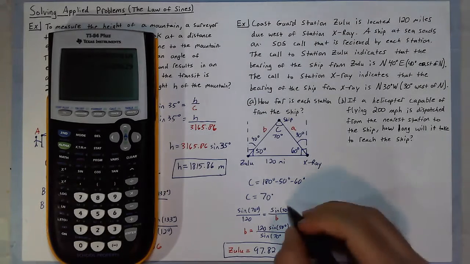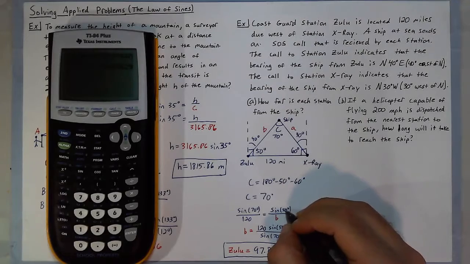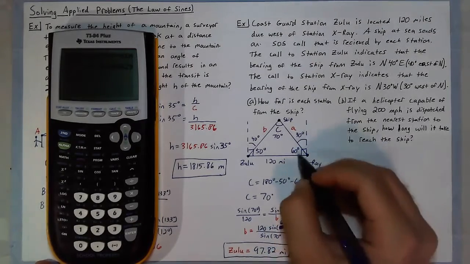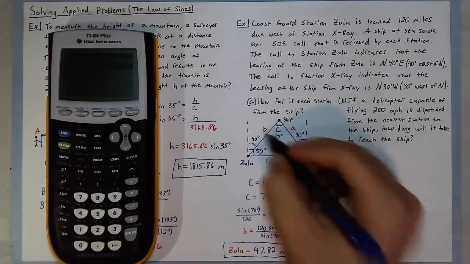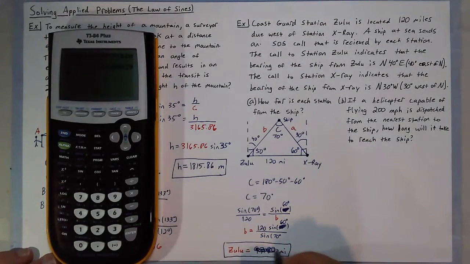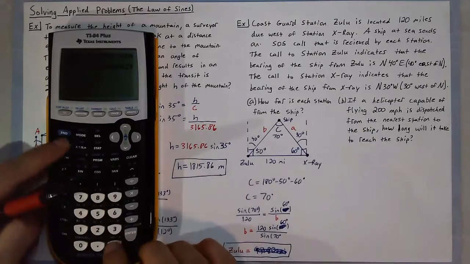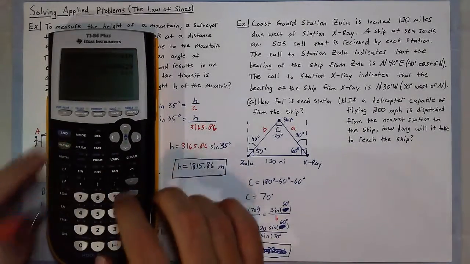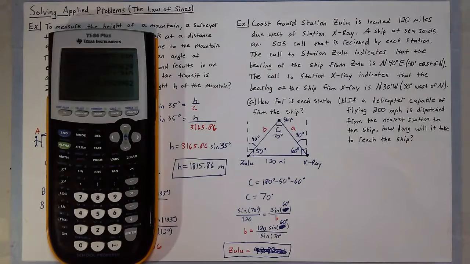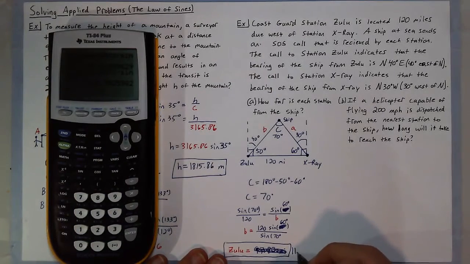Ooh, I made a small mistake there. I should have used sine of 60, I'm realizing right here. So just to go back and fix that mistake. Realize I should use the opposite angle, not the one right next to it, to find that distance. So this angle down here is definitely going to change for Zulu. So I should use sine of 60 instead. That gives me 110.59 miles. So 110.59 miles for Zulu.